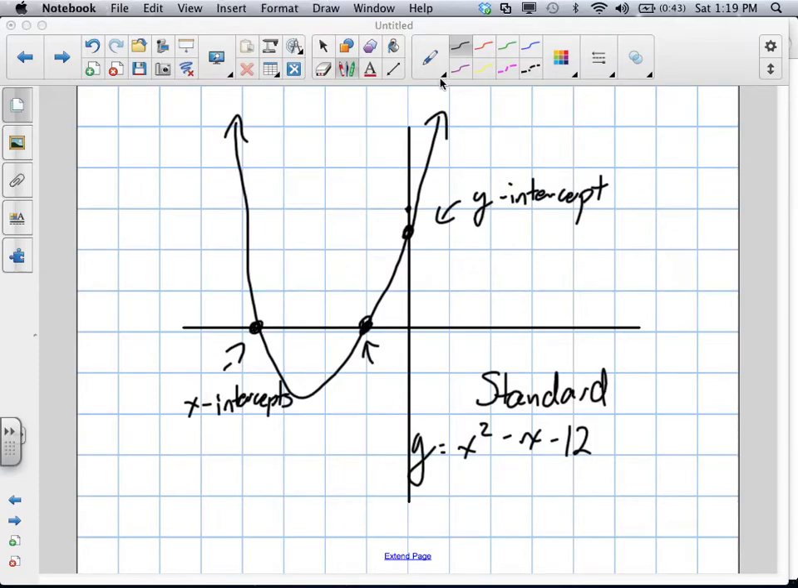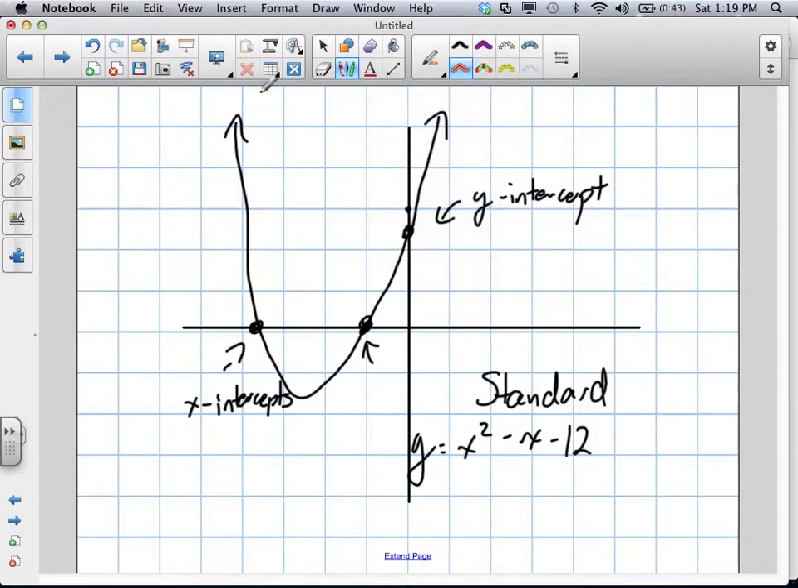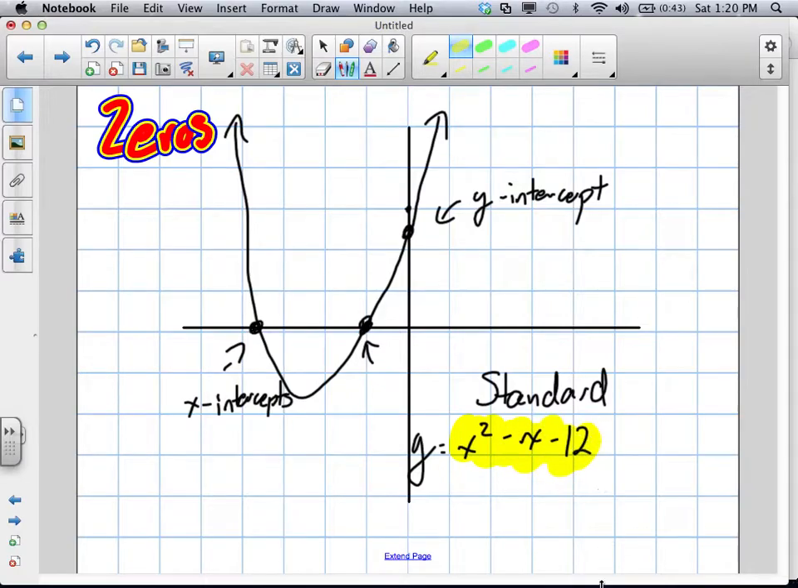Okay, so the next question, they're asking us about zeros. They ask us, what are the zeros of this specific equation here? They want to know what the zeros are. They give us a bunch of answers.